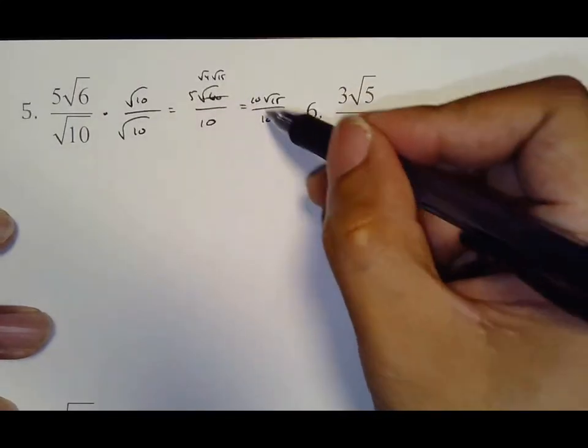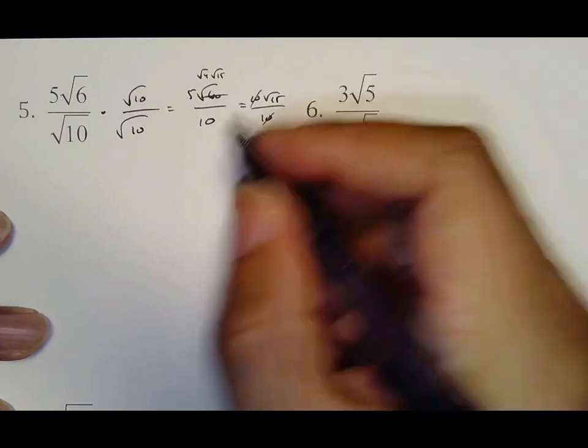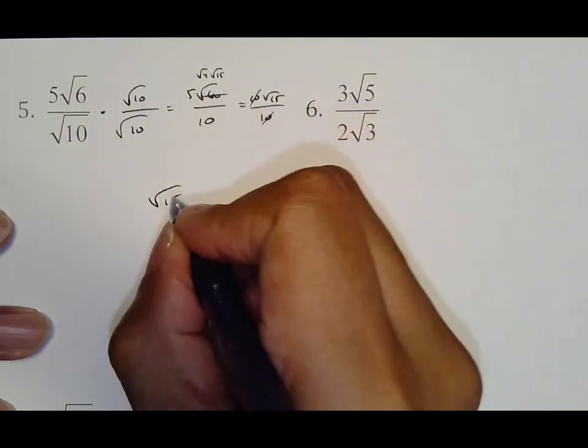Well, guess what your 10s do? Because they're both outside, they cancel, giving us just root 15.